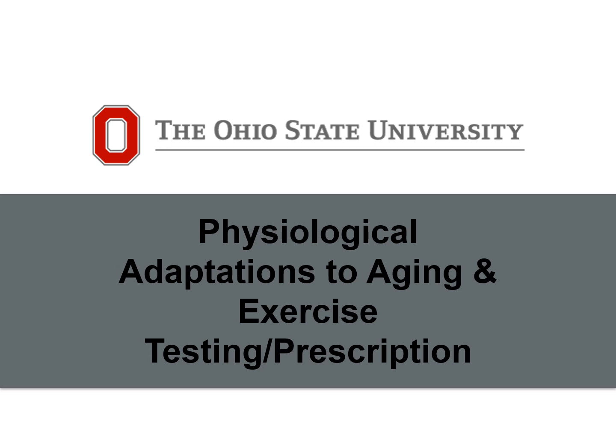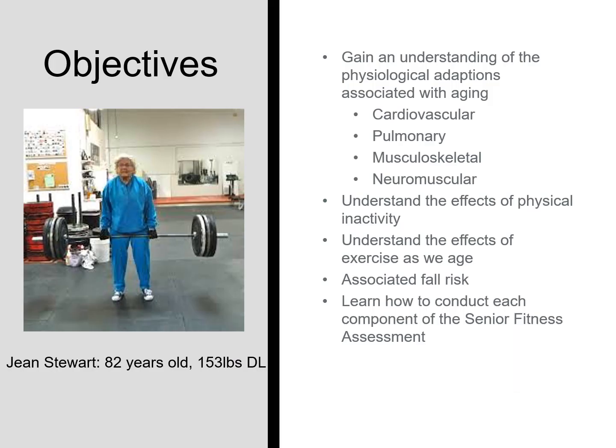So with that, we're going to start now with aging. Our objectives are to gain an understanding of the physiological adaptations associated with aging: cardiovascular, pulmonary, musculoskeletal, neuromuscular. From there, we're going to understand the effects of physical inactivity, sedentary behavior, and the effects of exercise as we age. So what's going on in all of those physiological adaptations. We'll talk a little bit, actually a lot, about associated fall risk and the factors that play into that, and then learn how to conduct each component of the senior fitness assessment and talk about exercise prescription after that.